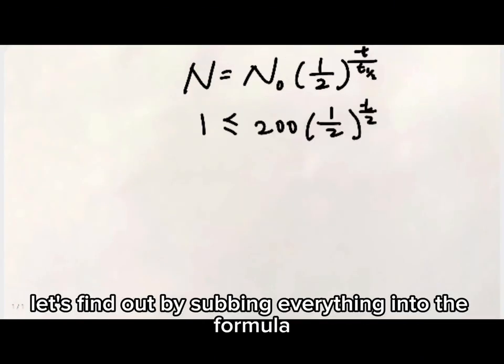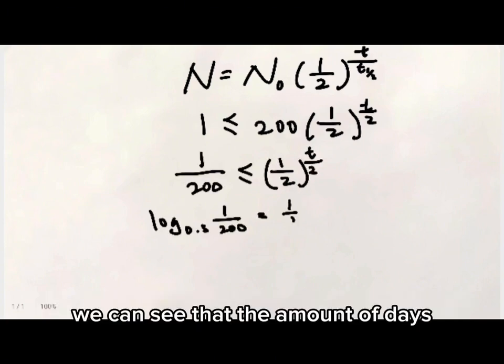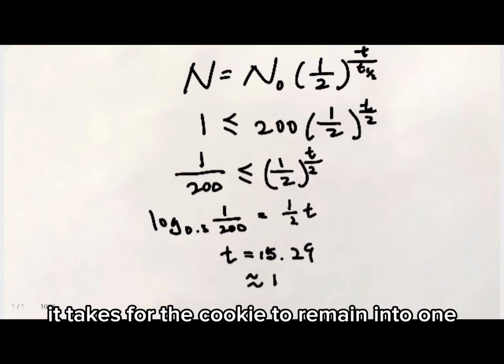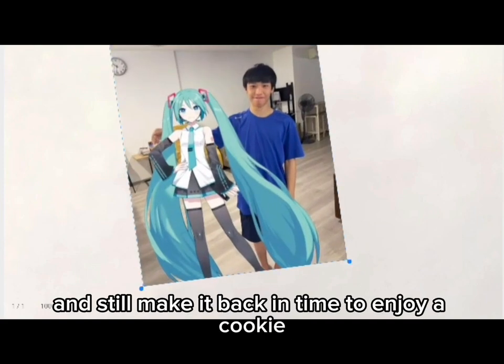Well, let's find out. By subbing everything into the formula and using the logarithmic function, we can see that the amount of days it takes for the cookies to remain at 1 is 15 days. So John can happily spend time with his girlfriend and still make it back in time to enjoy a cookie.